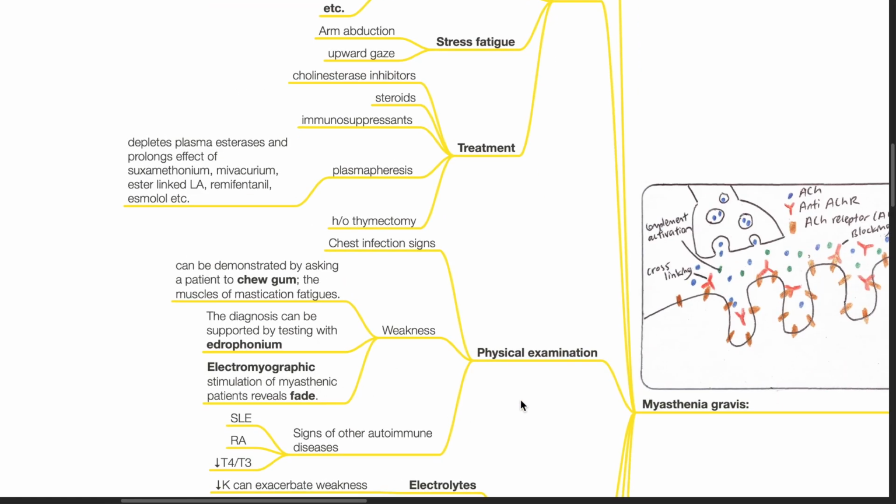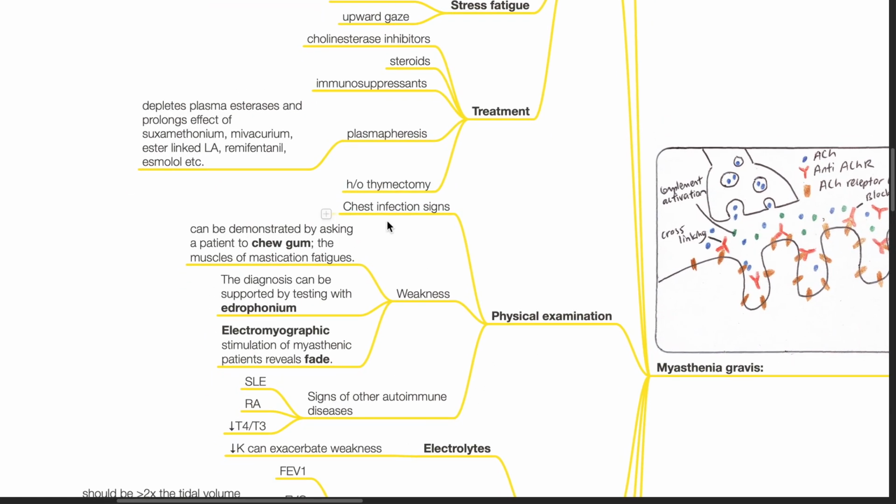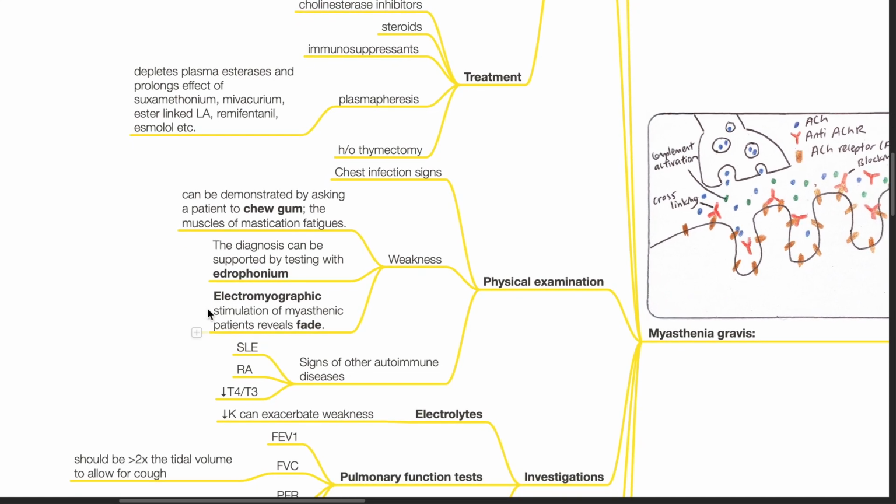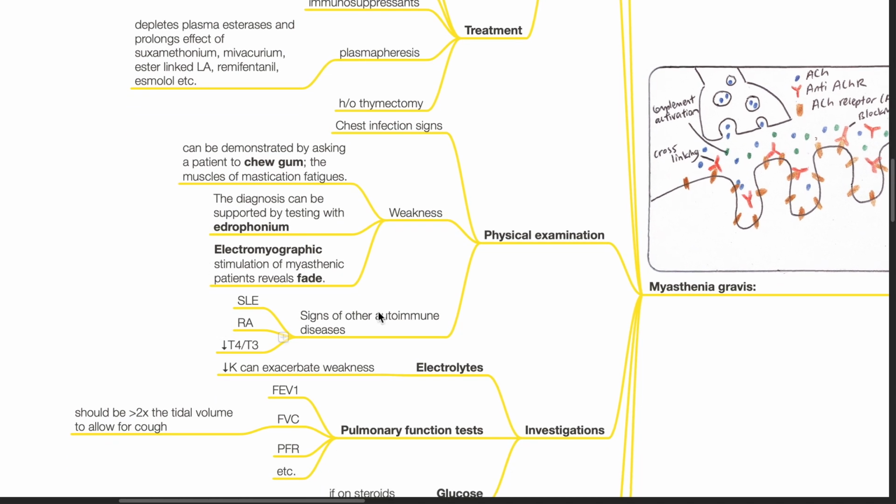On physical examination, we should try to detect signs of chest infection, muscle weakness, which is fatigable. It can be demonstrated by asking the patient to chew a chewing gum, and the muscles of mastication fatigue. The diagnosis can be supported by testing with edrophonium as well. Electromyographic stimulation of myasthenic patients reveals fade. We should look for signs of other autoimmune diseases such as SLE, rheumatoid arthritis, and hypothyroidism.